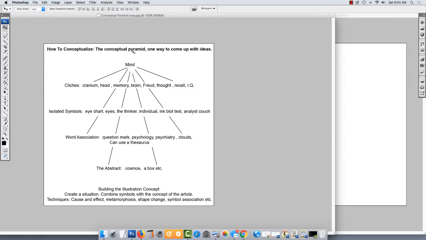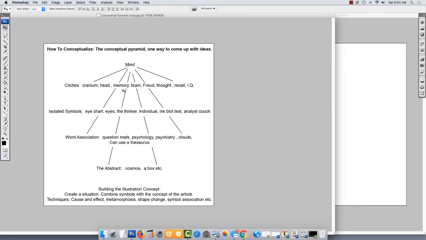So let's say I was given a story on Alzheimer's. I would read the story, probably highlight different lines in the story, but really when it comes down to it, Alzheimer's is a disease of the mind and the brain. Of course, the mind is something different than the brain, but they're all the language. So what I do is I make this chart. I write mind or brain, and then I come up with the clichés: the cranium, the head, memory, brain, Freud, thought, recall, IQ.